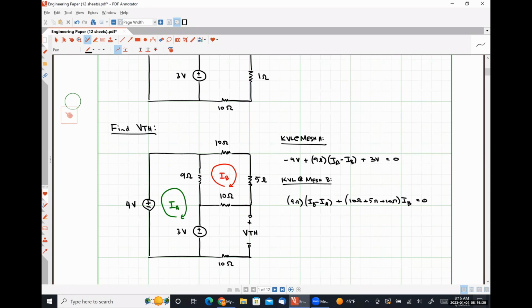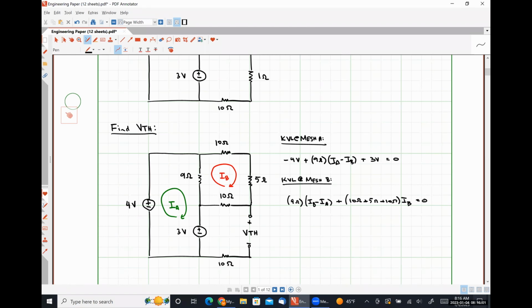So our coefficient for IA in our first equation is 9. Our coefficient for IB in our first equation is -9. And our constant term is going to be 4 minus 3, which is 1. In our second equation, our coefficient for IA is -9. Our coefficient for IB is 9 plus 10 plus 5 plus 10. And our constant term is 0.